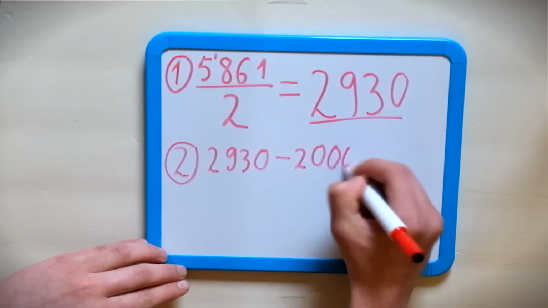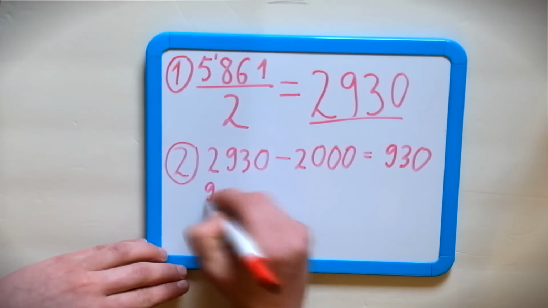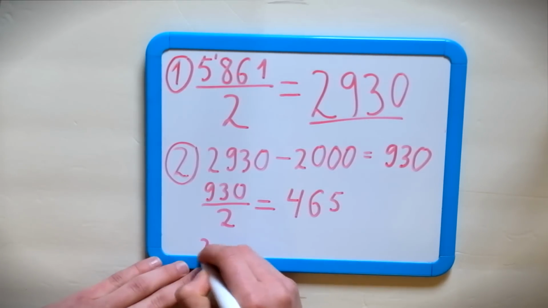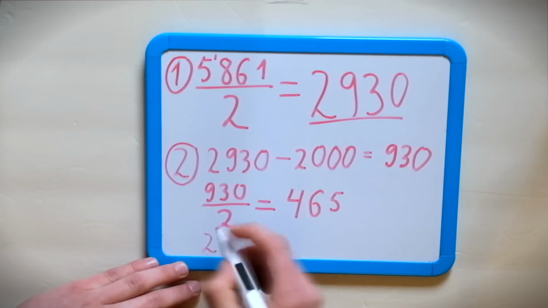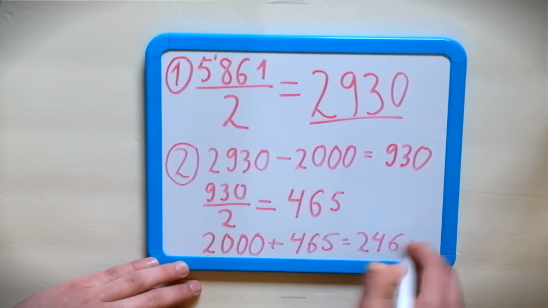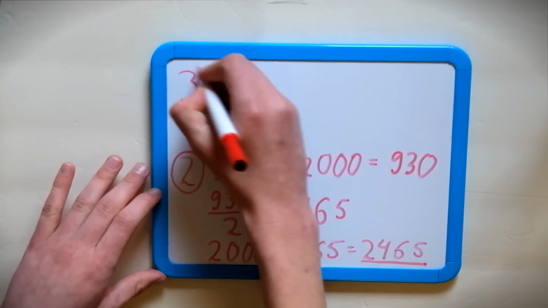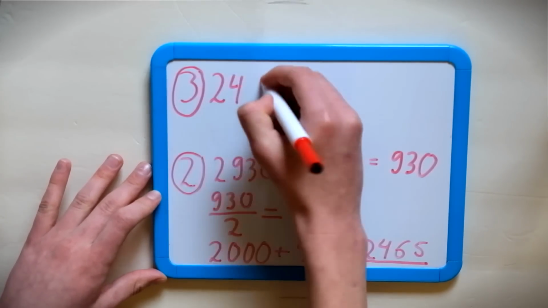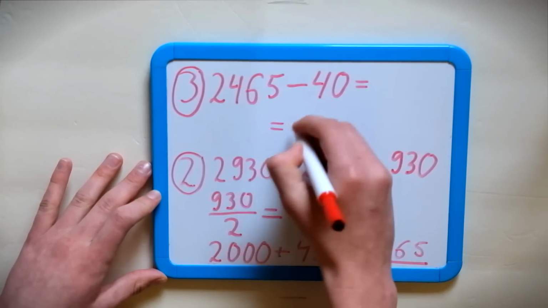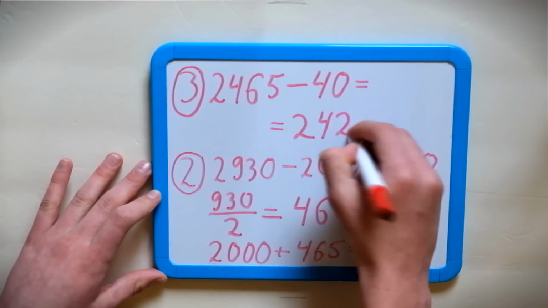As you recall, step 2 is averaging. Since we divided our number by 2, now we average our result with 2,000. Using my favorite method, we will find the difference, divide it by 2, and then find the actual average. So the result is 2465. Now in step 3, we will correct the error. For our initial number, 5.6 million, the error is about 40. So our final answer will be 2425.